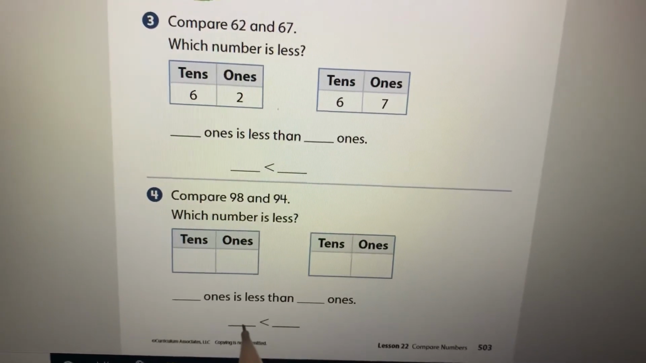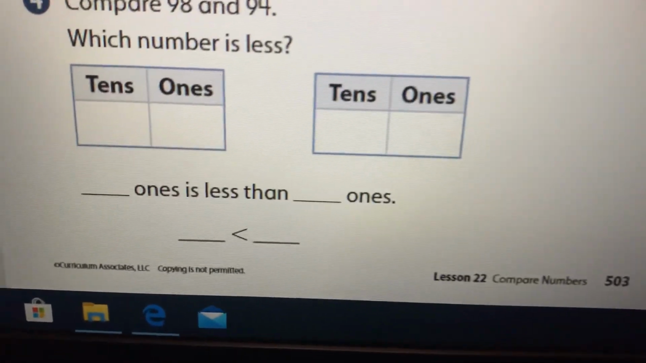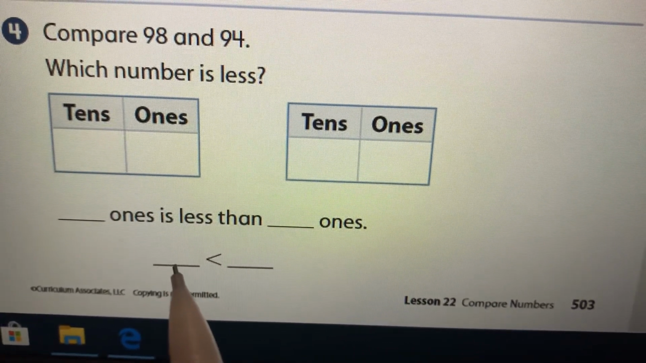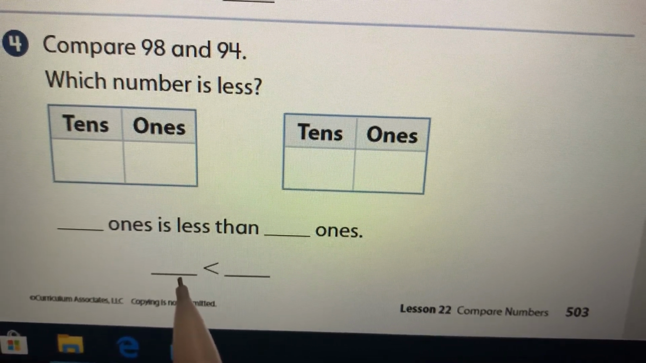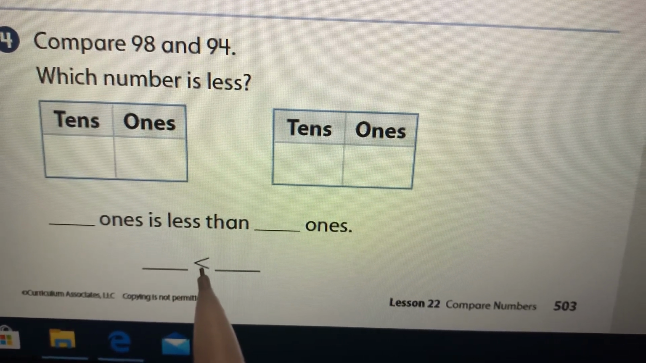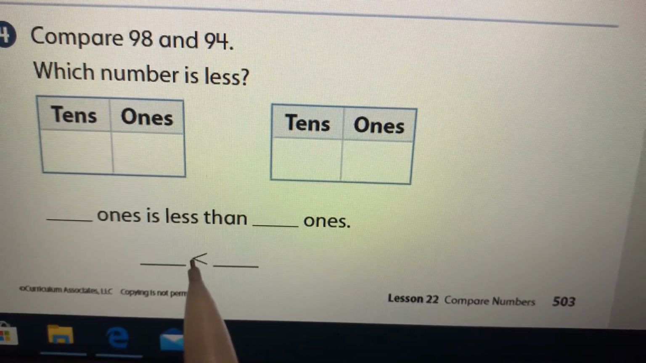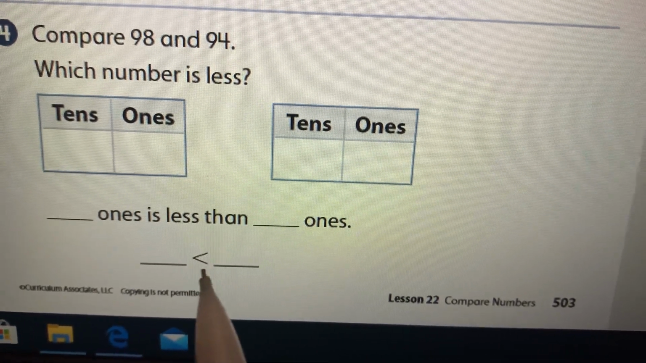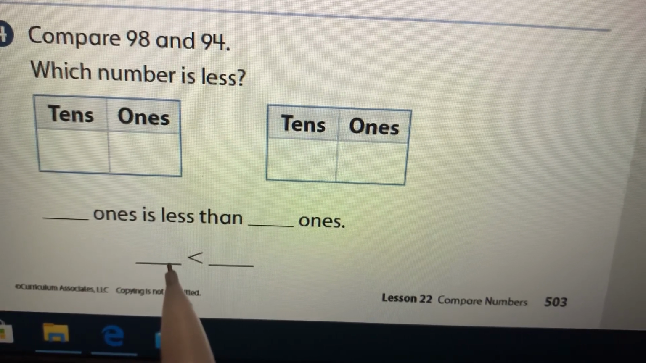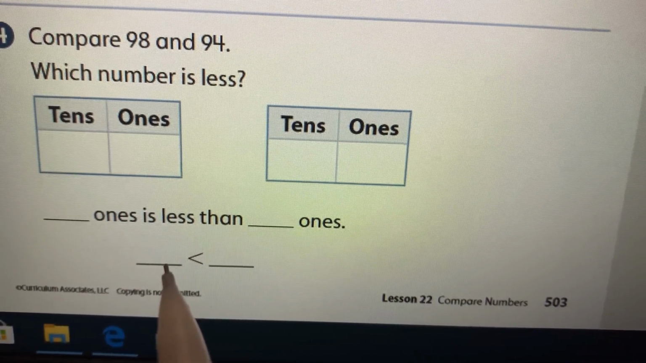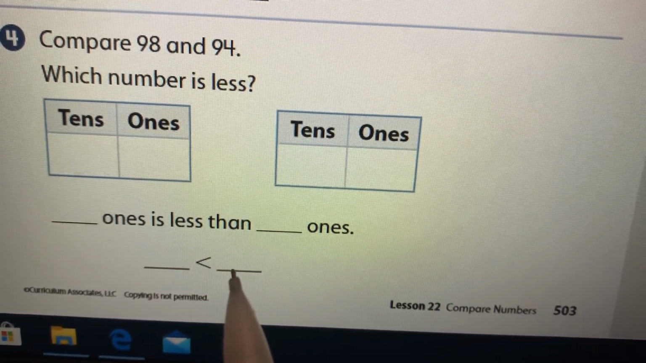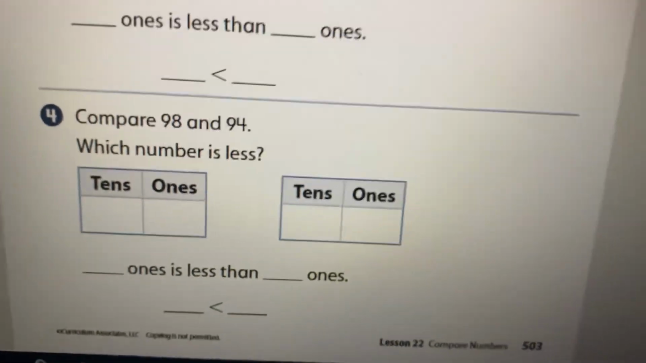Okay, here's what I want you to do all on your own. I want you to tell me what number goes here. You can write it or you can just tell me right now. What number do you think goes here? Remember to look at your symbol. This is less than. This means it's greater than. What number goes here? I hope you told me 94. Okay, what number goes here? 98. Good. Okay, great job.